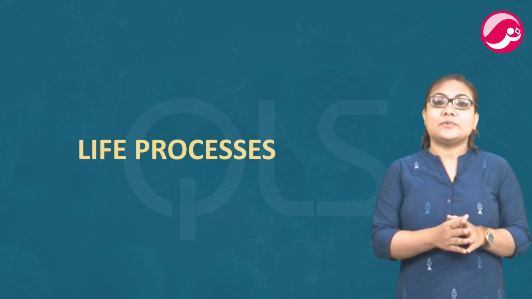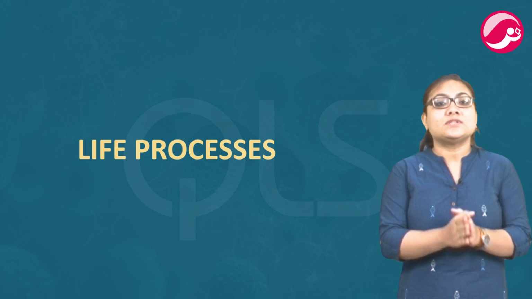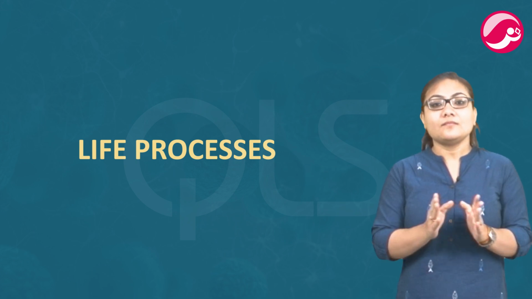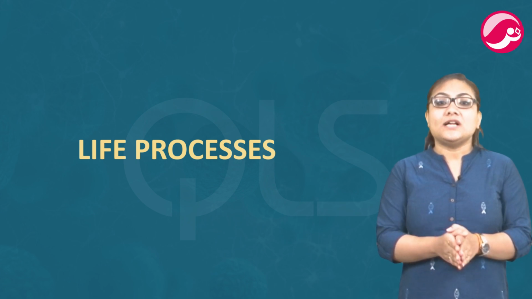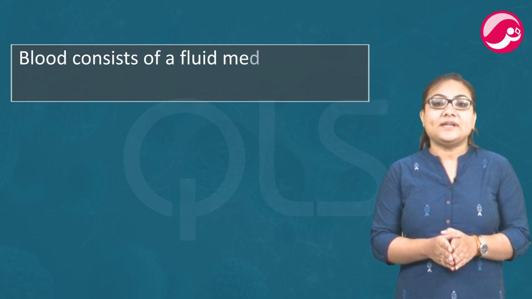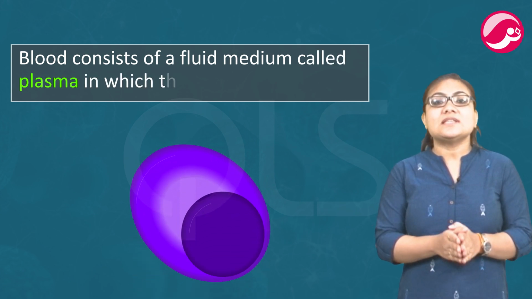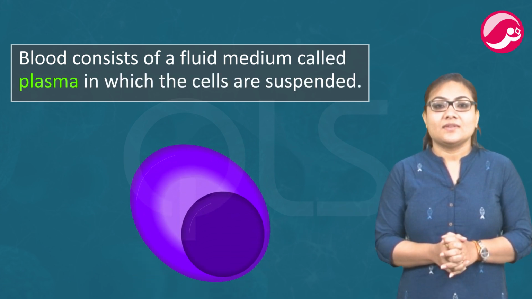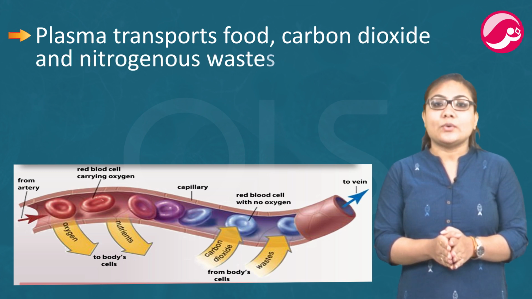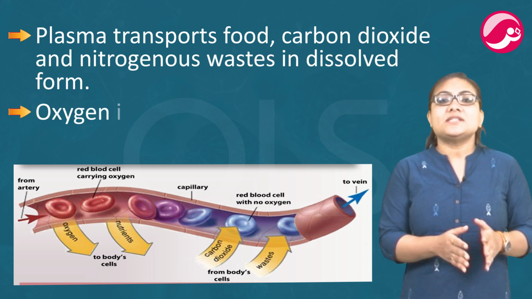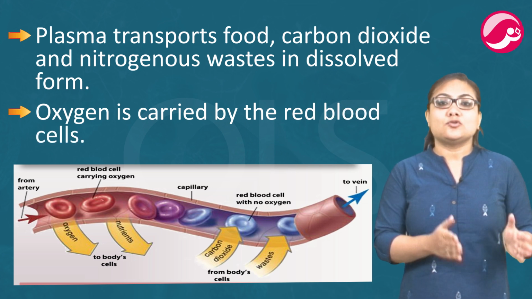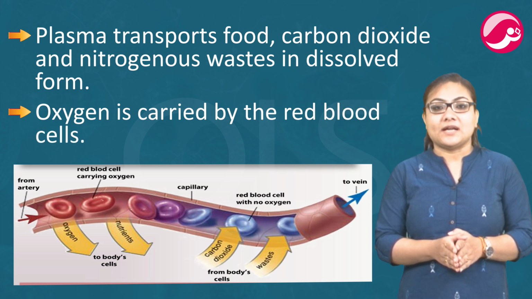We have seen in previous sections that blood transports food, oxygen and waste material in our bodies. We learned about blood being a fluid connective tissue. Blood consists of a fluid medium called plasma in which the cells are suspended. Plasma transports food, carbon dioxide and nitrogenous waste in dissolved form. Oxygen is carried by the red blood cells. Many other substances like salts are also transported by the blood.